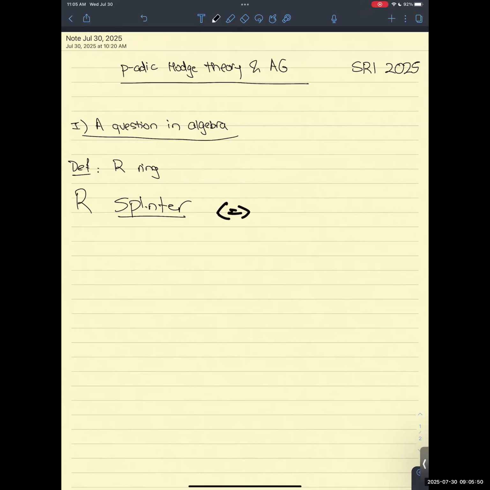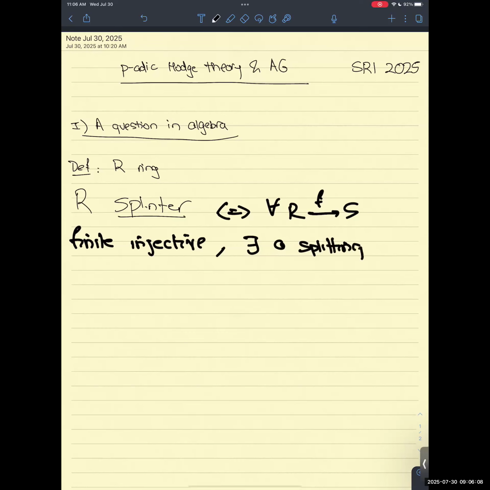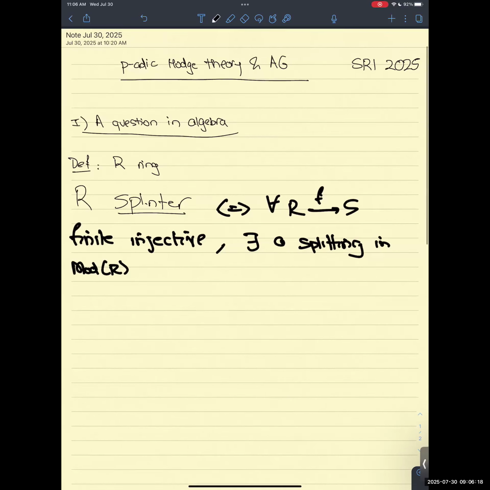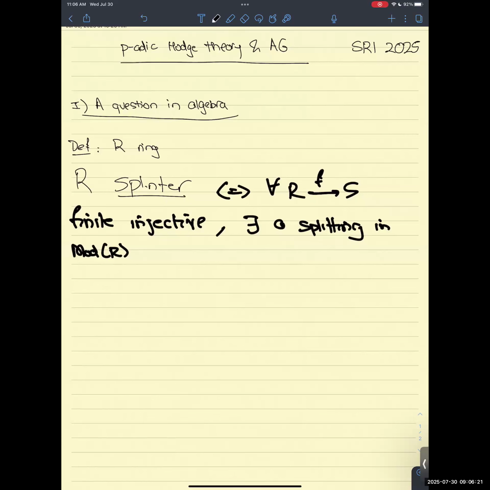Okay, so if it satisfies the following condition: for all finite injective ring maps F, there exists an R-linear splitting. So not a splitting in the world of algebras, but a splitting in the world of modules. And so why is this condition interesting, or what is it trying to capture?